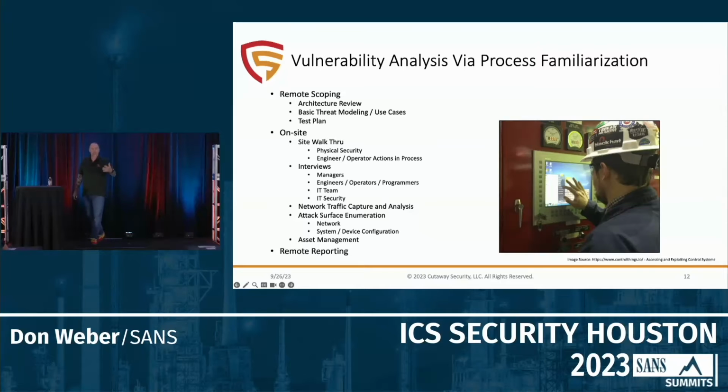Okay, so I typically, as a part of my assessment process, do remote scoping. I work with the team, identify what the scope is. We do an architecture review. We collect all of that information, okay? We start looking at that information and do some basic threat modeling, maybe coming up with some use cases about what threat actors might do to exploit implementation vulnerabilities or actual vulnerabilities. And then we write a test plan, okay? What are we going to test?